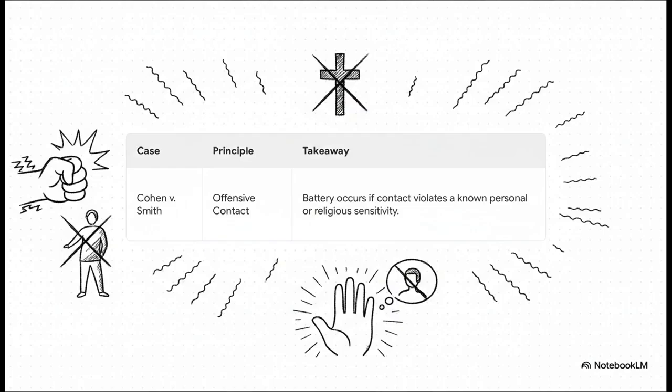Now, we all think of battery as like a punch in the face, but it's actually way broader than that. Take the case of Cohen v. Smith. This shows that battery can be an offensive contact, not just a harmful one. What happened was, a patient told her doctor she had a religious objection to being seen or touched by a man, but during a procedure, a male nurse touched her anyway. The court said that was a battery, not because she was physically injured, but because it violated her known personal dignity. It's a huge point.